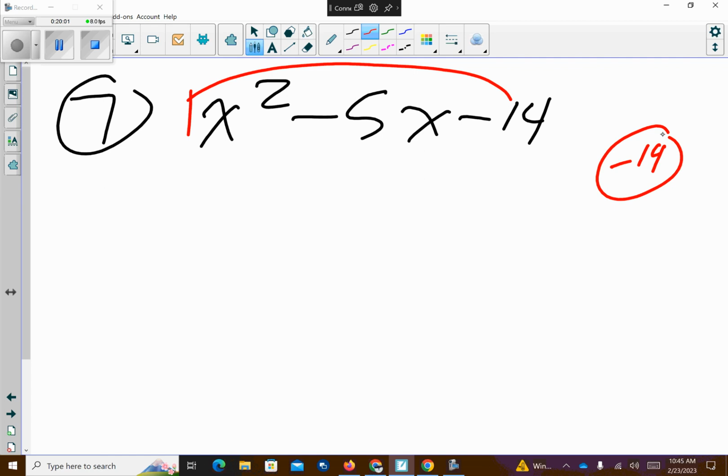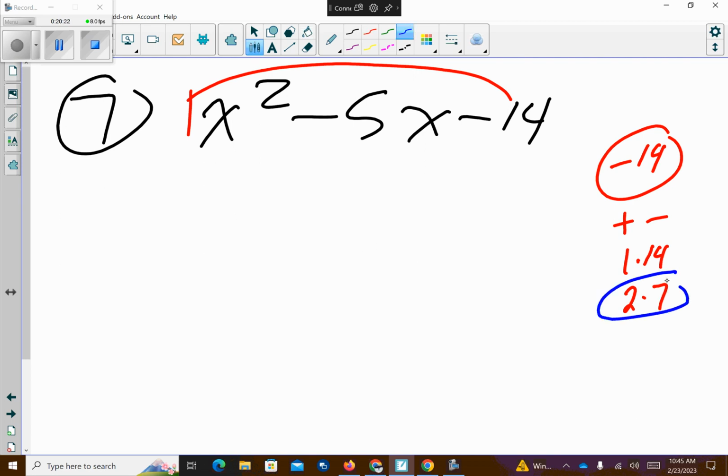Questions I ask: what if I multiply two numbers together? In order to get a negative, one has to be positive, one has to be negative. And we can go through and list the factors. 1 times 14 gives us 14. Will 1 and 14, one being positive, one being negative, add up to negative 5? No. So move on. 2 and 7 work. Okay? 2 and 7 are definitely going to work.